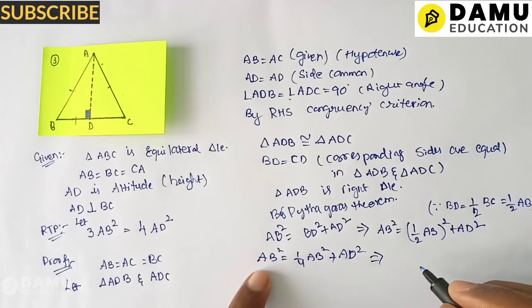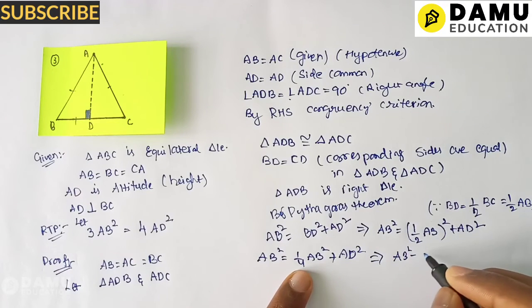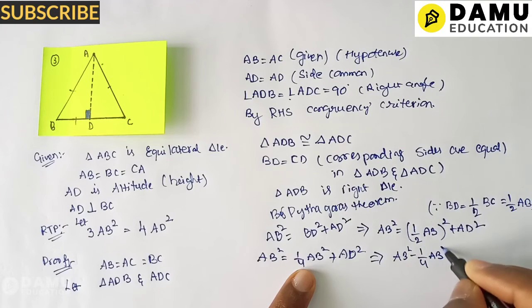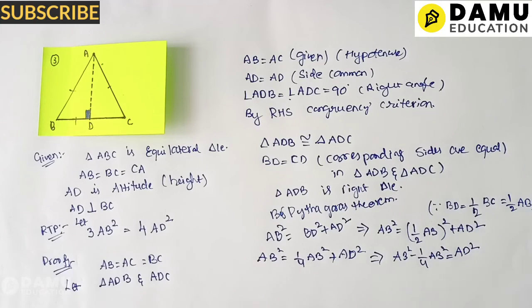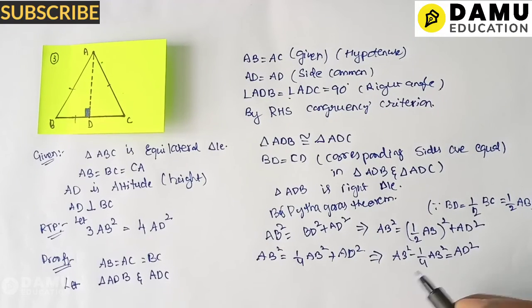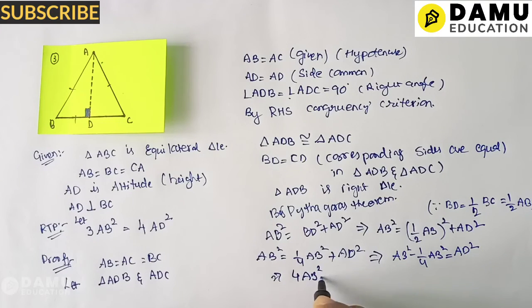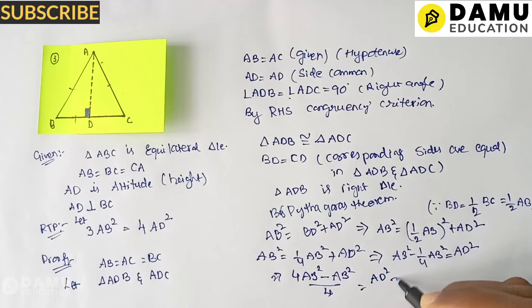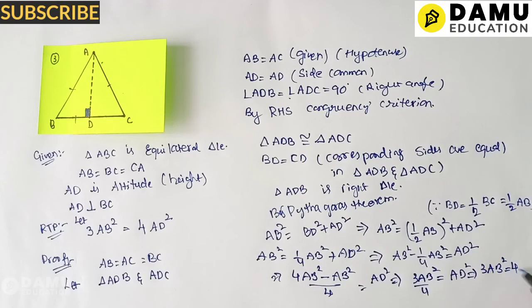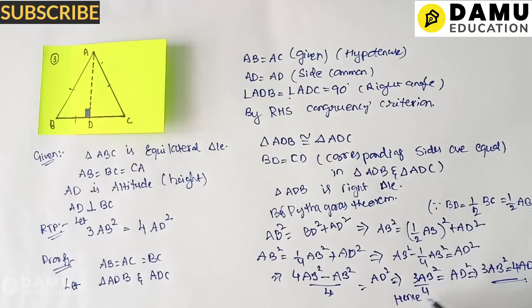That implies you can shift this side: AB square minus 1 by 4th AB square will be equal to AD square. That implies 4AB square minus AB square, divided by 4, will be equal to AD square. That implies 3AB square by 4 will be equal to AD square. That implies 3AB square will be equal to 4AD square. Hence, it is proved.